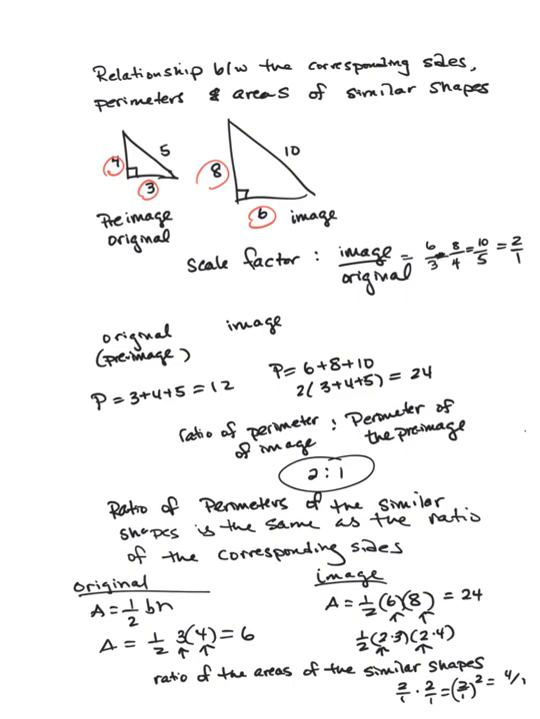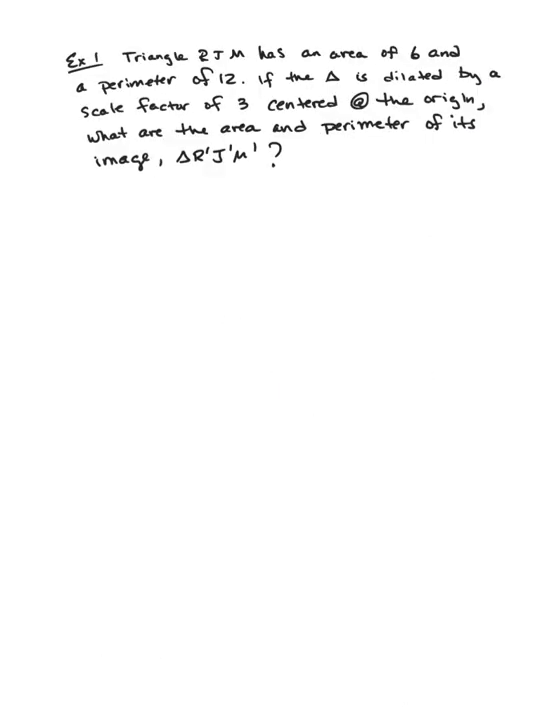All right, let's take a look at some Common Core geometry problems on this. Okay, so you're going to pause the video and copy down this first problem. Triangle RJM has an area of 6 and a perimeter of 12. Okay, so this is triangle RJM. If the triangle is dilated by a scale factor of 3, centered at the origin, what are the area and perimeter of its image?